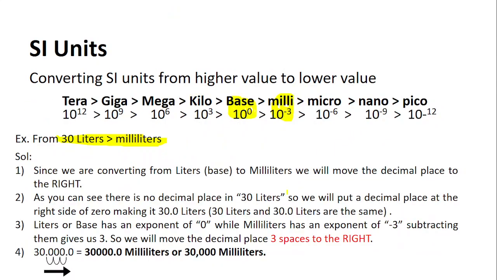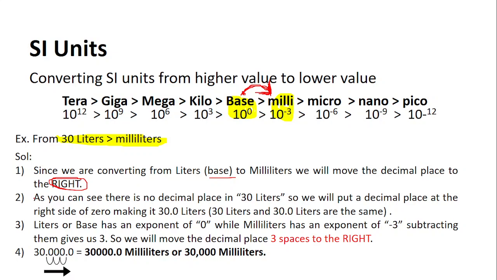Okay? So, balik kita. From 30 liters, i-convert natin to milliliter. As you can see, our arrow points to the right. So, aram natin na we will move our decimal place to the right. Since we are converting from liters or base to milliliters, we will move the decimal place to the right, from a higher to a lower value. So, pa-right ang pag-move natin, class.